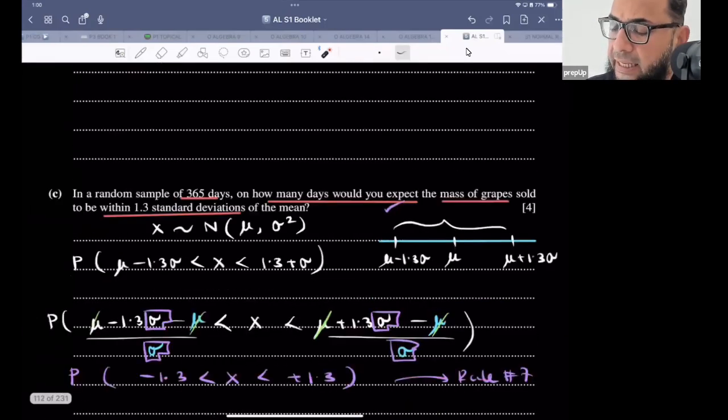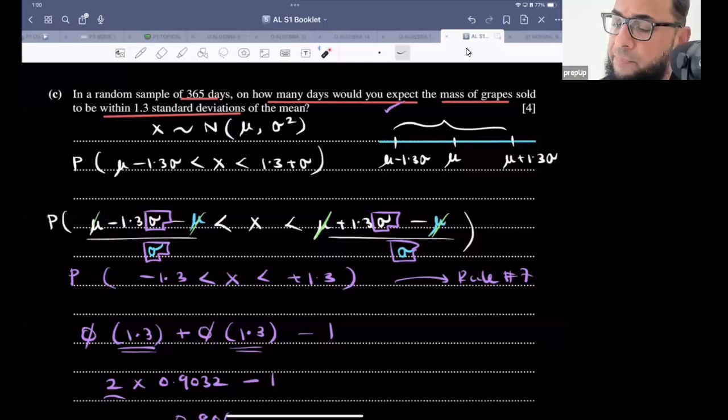And then the last part. It says in a random sample of 365 days, how many days would you expect? Expectation, we are seeing it for the third time in this particular class. The mass of grapes sold will be within 1.3 standard deviation of the mean. This is mu. This is mu plus 1.3 sigma. This is mu minus 1.3 sigma. Within 1.3 standard deviation of the mean, the deviation can be on either side.